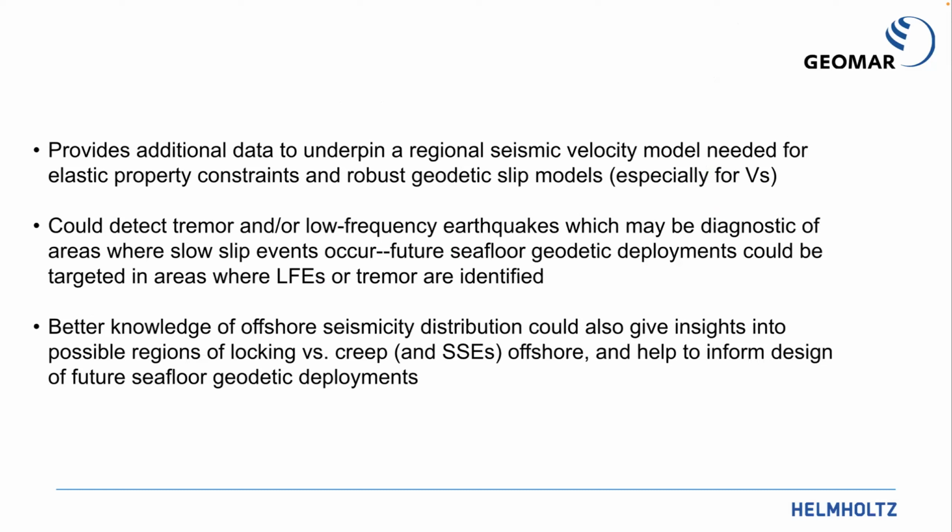So for the elastic property constraints, VP is really important, but so is VS. And from what I understand, VS is easier to get with a passive deployment. And then also detecting things like tremor and low frequency earthquakes. And Sergio mentioned the swarms, things which could be diagnostic of episodic slow slip events. If we can detect where these things are happening out there, that could also help guide design of future seafloor geodetic deployments in a much more informed way than is currently possible, given a lot of the knowledge gaps out there.